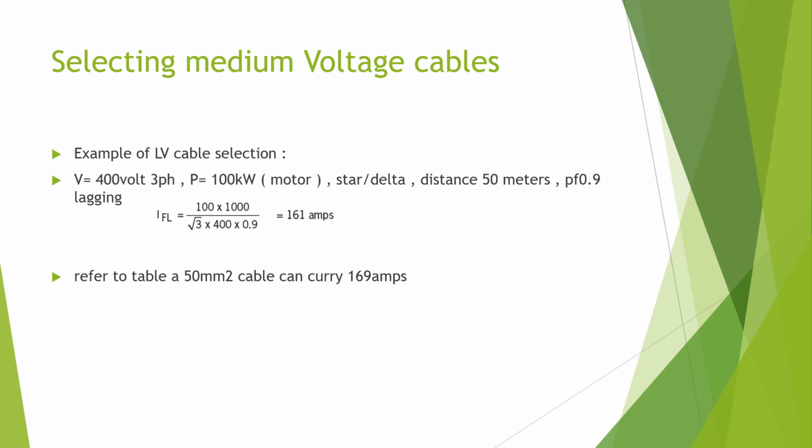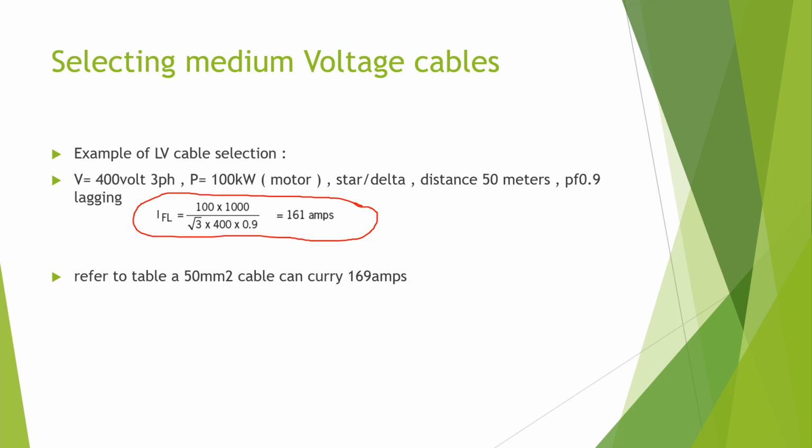We take a 400 volt, three-phase. The load is a motor, a 100 kilowatt motor, with a star delta starter, and the distance of the cable is 50 meters. Power factor is 0.9 lagging. So now you can see that using that I full load amperage full load calculation, we come to 161 amps.